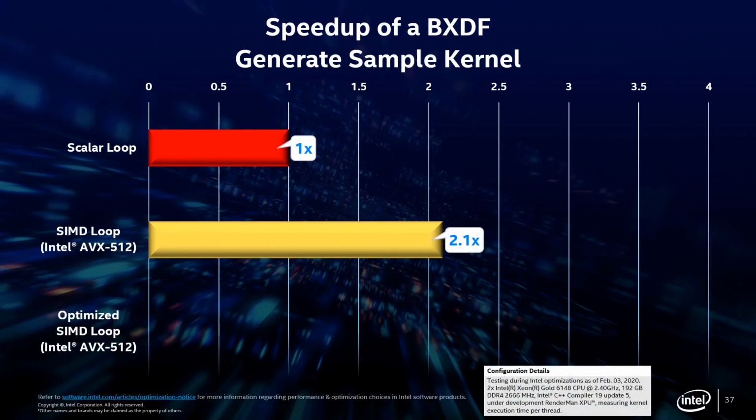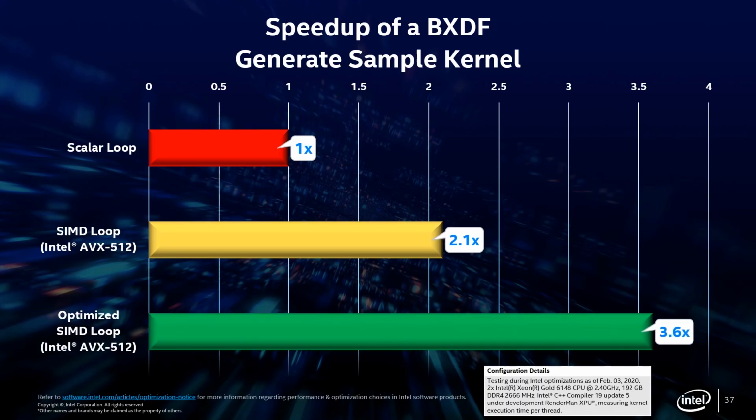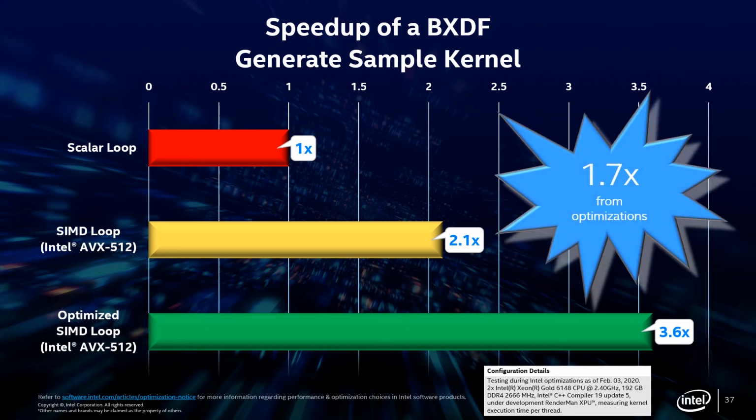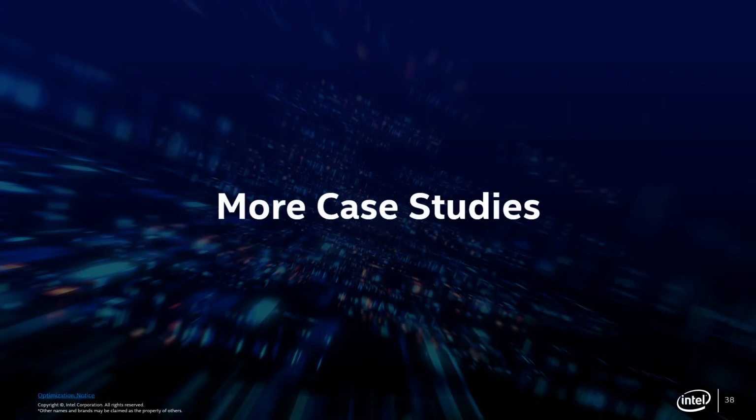We had seen a 2.1x speedup by translating the BXDF kernel to a SIMD loop. And after our optimization efforts, boom, it's 3.6x faster than the scalar loop. The optimization work has paid off handsomely, providing an additional 1.7x speedup. The statue was very compute heavy, with 100% procedural shading, meaning it contained no textures.